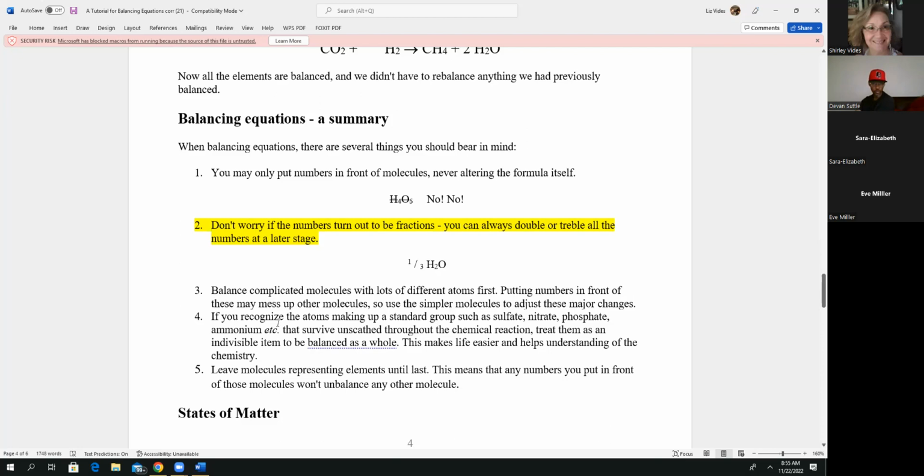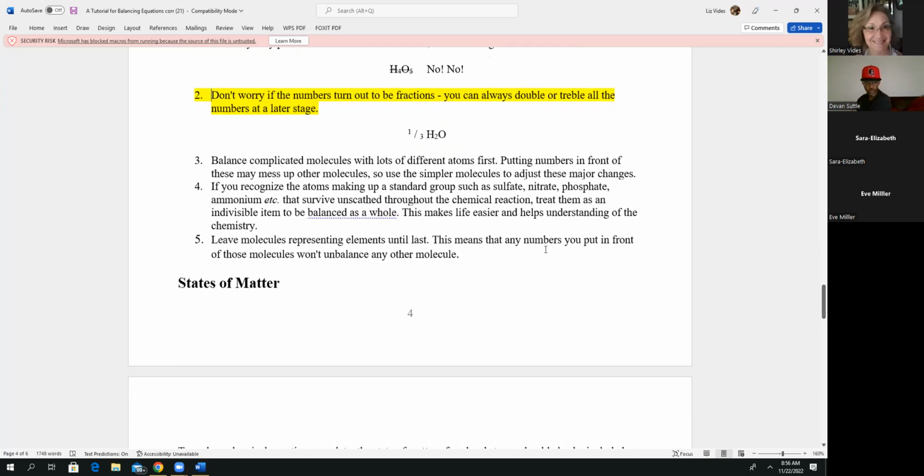Then it says, if you recognize the atoms making up a standard group, such as sulfate, nitrate, phosphate, ammonium, etc., that survived unscathed throughout the chemical reaction, then treat them as an indivisible item to be balanced as a whole. You see that? This makes life easier and it helps understanding of chemistry. It really does. And then leave molecules representing elements until last, right there. That means that any numbers you put in front of all those other molecules will not unbalance any other molecule. So by then you've already balanced everybody.